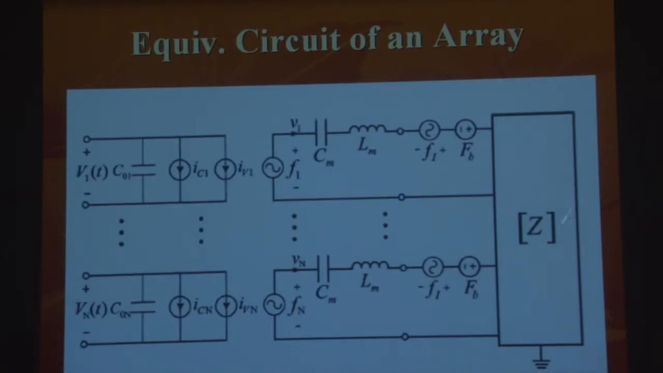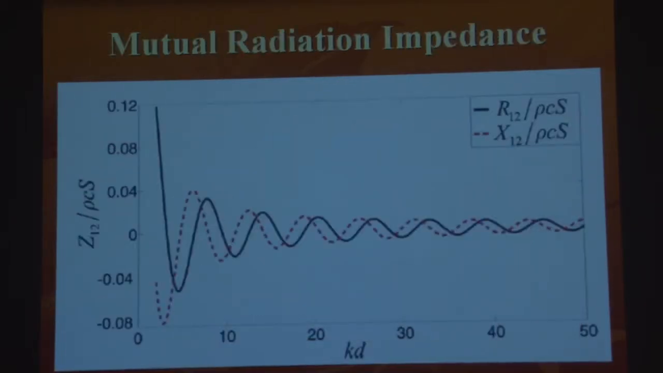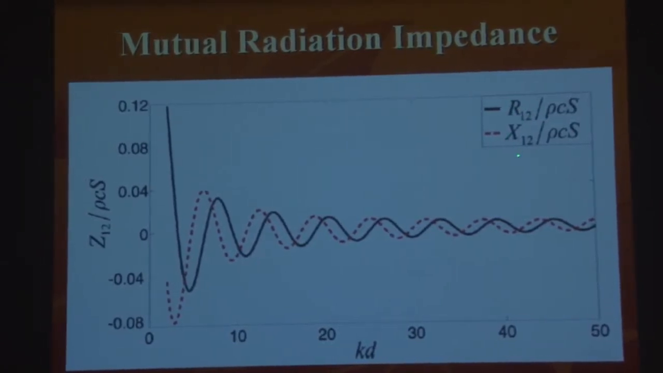So we really have a full matrix, which takes care of the mutual interactions between them. To give you an idea what this mutual impedance looks like, the mutual impedance elements, so these are off-diagonal elements, it has a real part and an imaginary part.